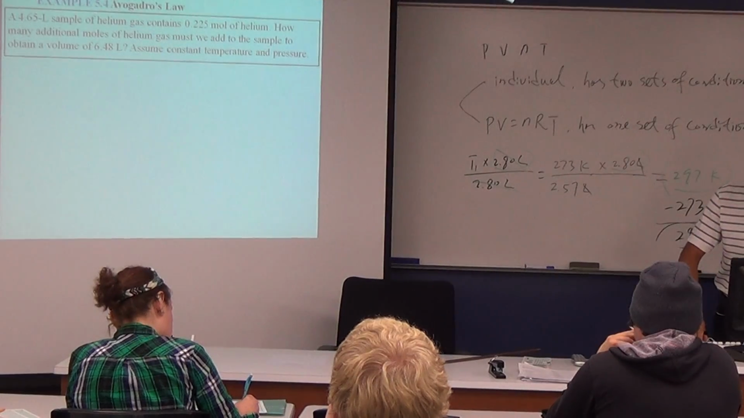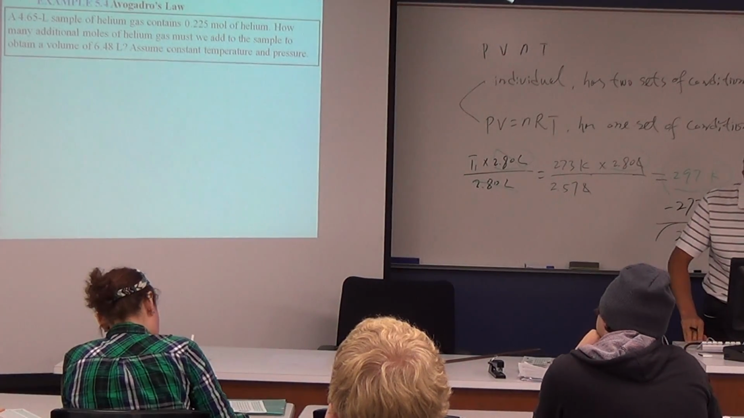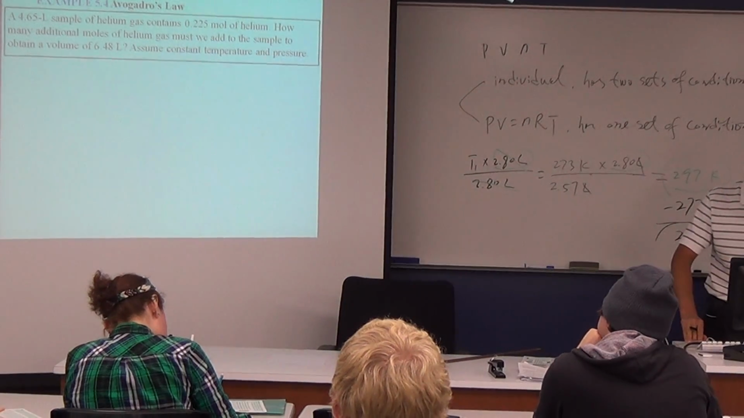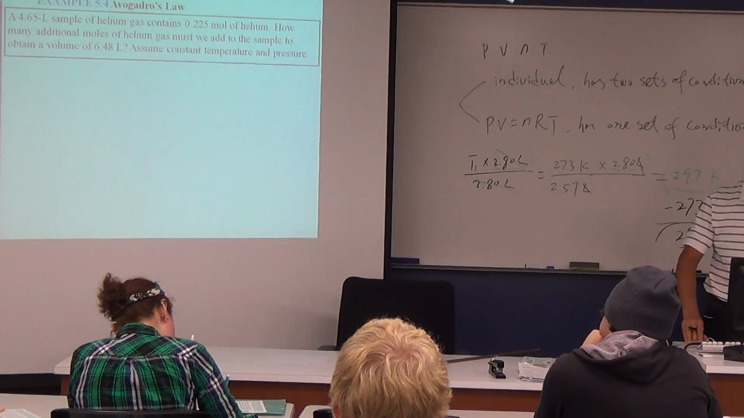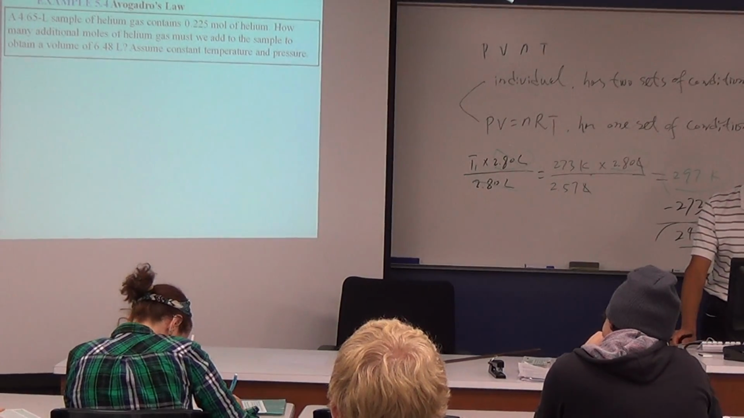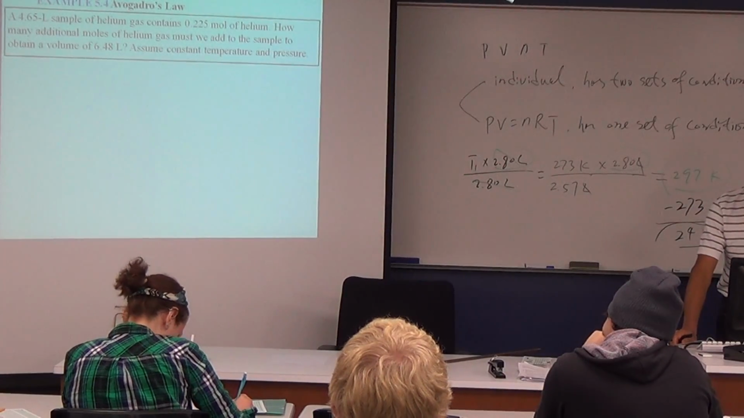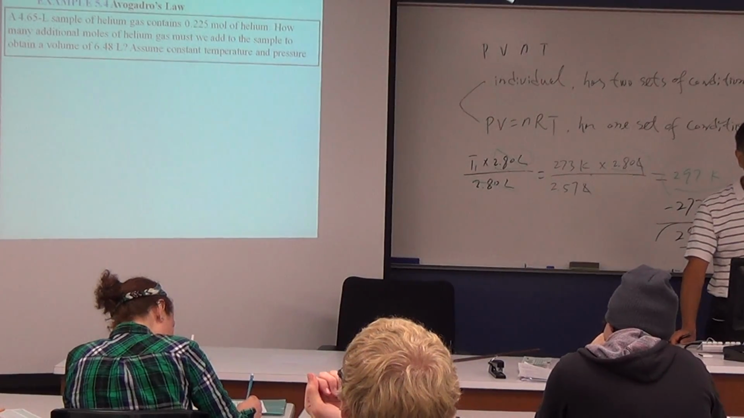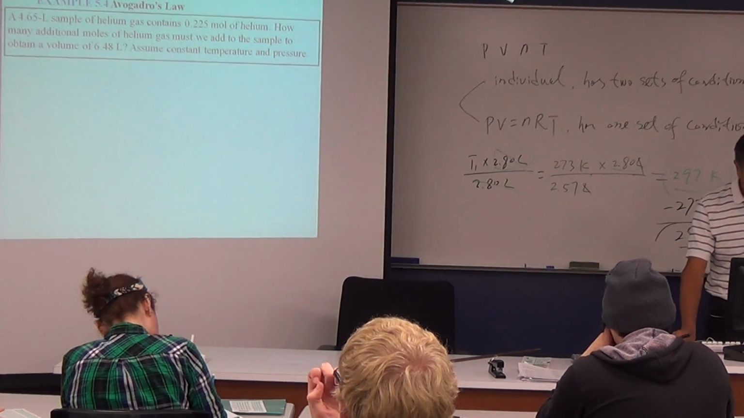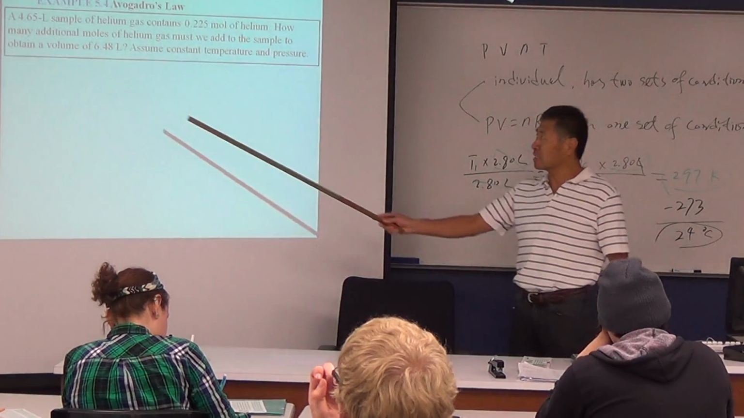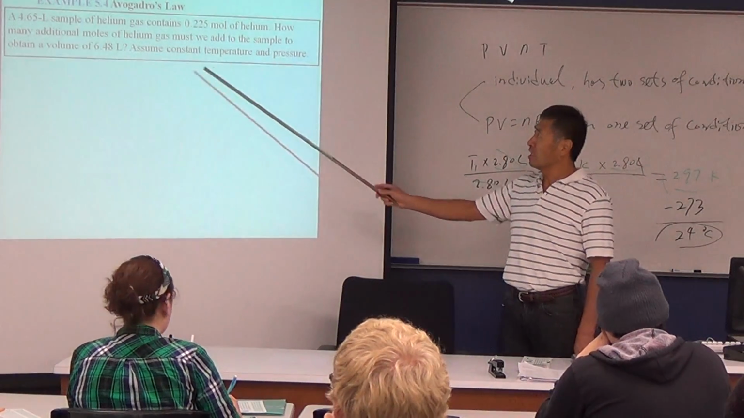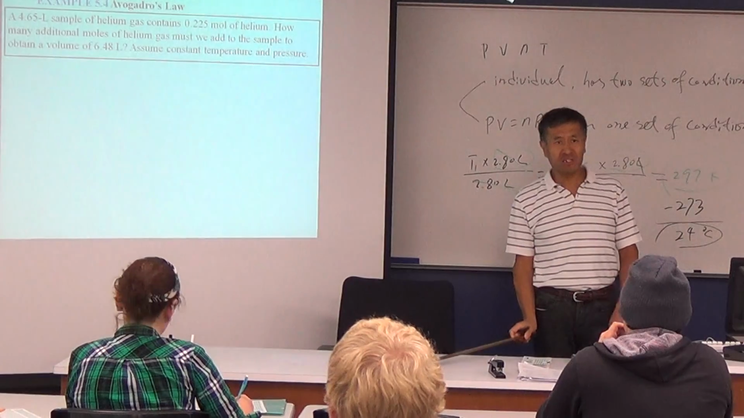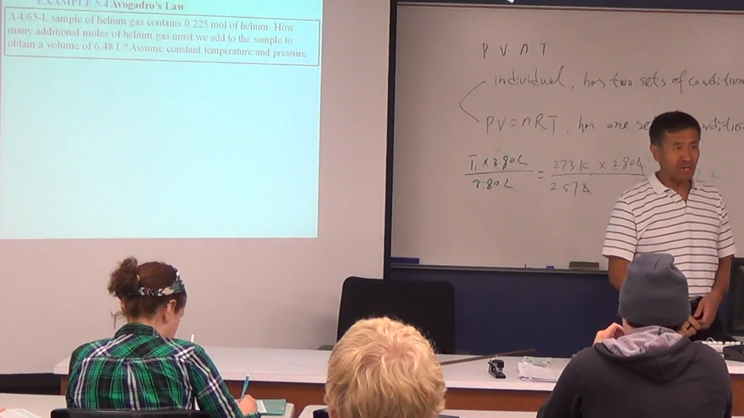Right? So a 4.65 liter sample of helium gas has 0.225 mole of helium. How many additional moles of helium gas must we add to the sample to obtain a volume of 6.48 liters, assuming constant temperature and pressure? That is the perfect condition for Avogadro's law. And it makes sense too, because you start with 4.65 liters of gas and keep the temperature and pressure constant, and you want to increase the volume to 6.48 liters. Obviously that makes common sense. You want to add more gas.